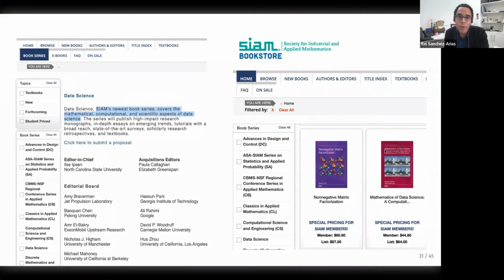Also, the SIAM bookstore has a data science section nowadays. There are several books in the data science series that are fantastic resources, great reads. There are books on non-negative matrix factorization, which is a technique that is very powerful for data completion and for recommender systems. There's a book called The Mathematics of Data Science, where they focus mostly on clustering and classification methods. And as a member, of course, there's a special reduced price for SIAM members.